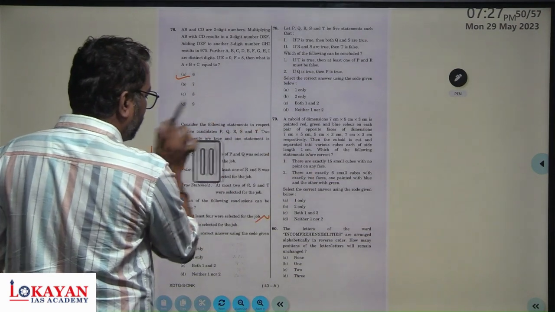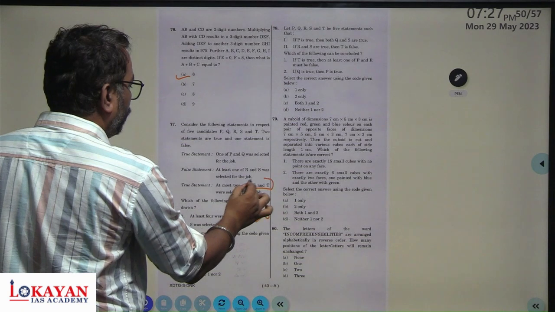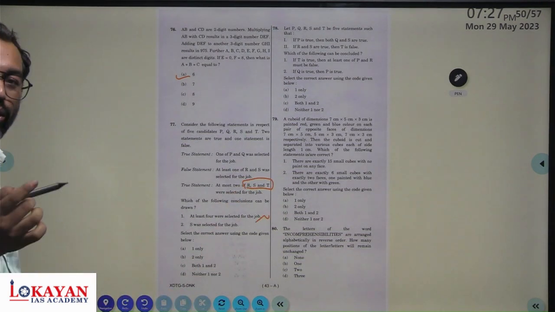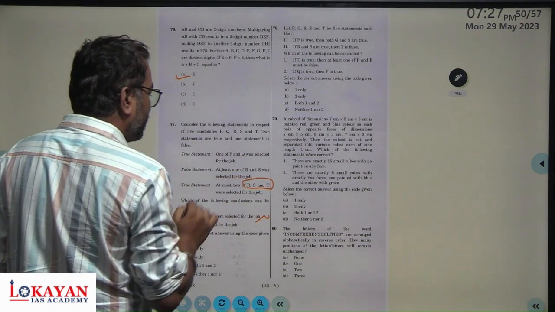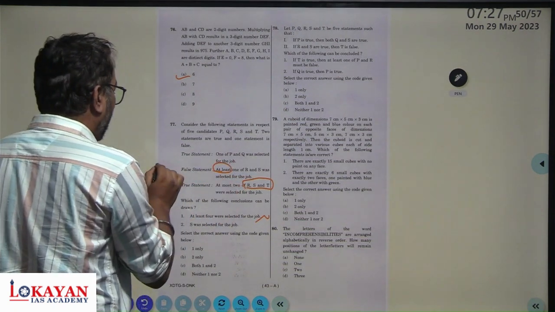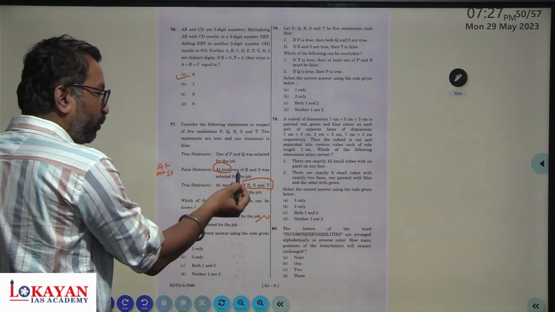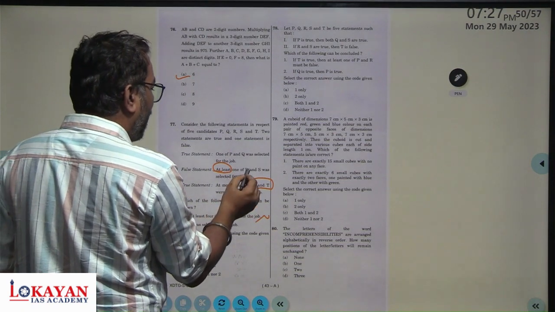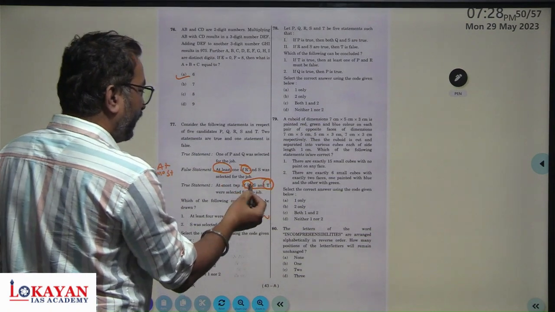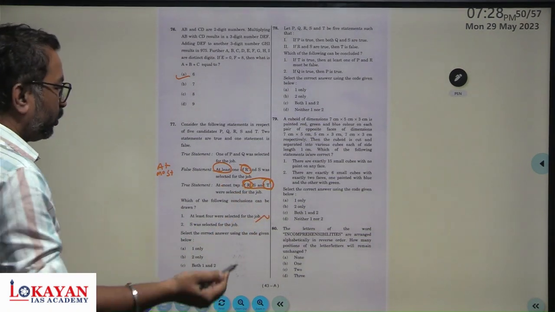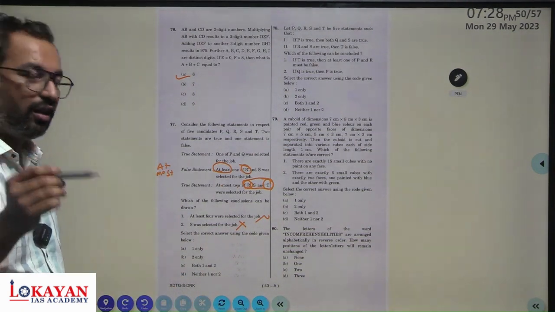True statement says at most 2 of R, S, T are selected, and the false statement says at least one of R and S are selected. What is the opposite of at least? At most. If we write it, at most one of R and S are selected, so it can be R. And at most 2, so it can be R and T, so S can be excluded. So the second also is wrong. We cannot say whether S was definitely selected for the job or not.